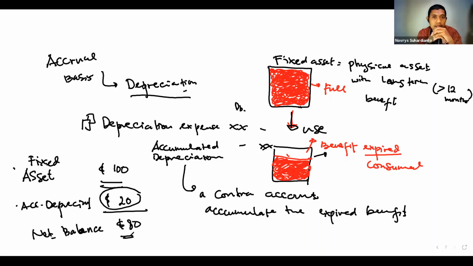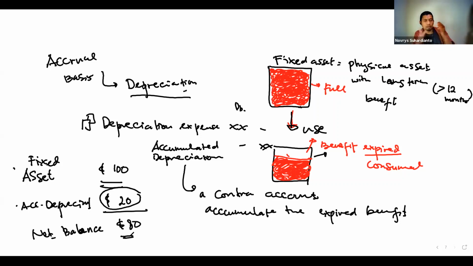Yes, please. So I want to ask, how do you determine the accumulated depreciation, this exact amount? Yeah, let me correct your question. I think it's not about how to determine the accumulated depreciation, but how we determine the depreciation expense. So how much of the economic benefit is already consumed in a period.